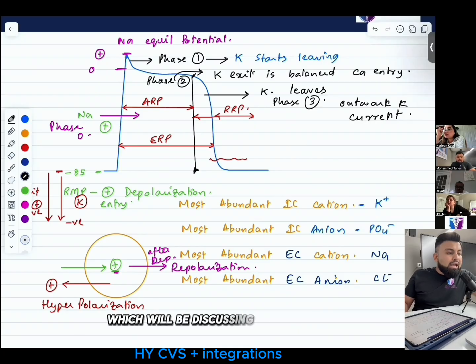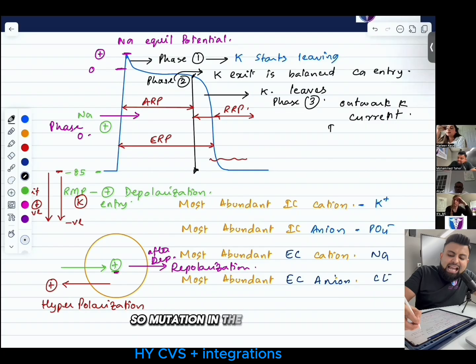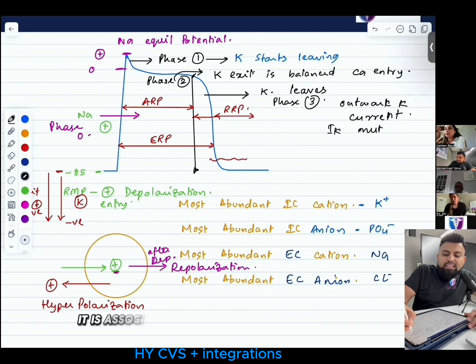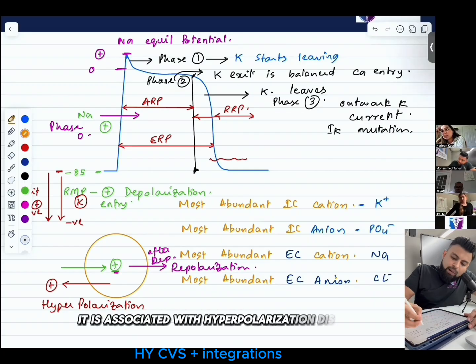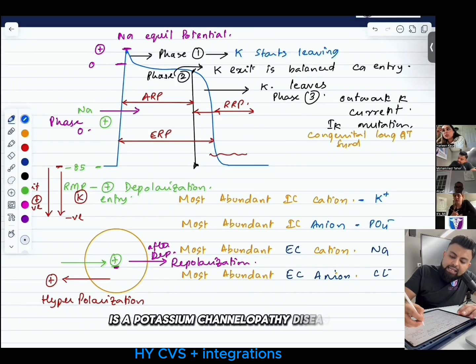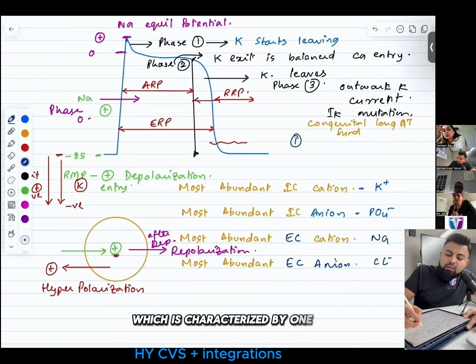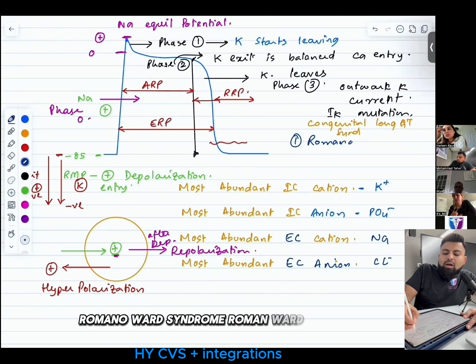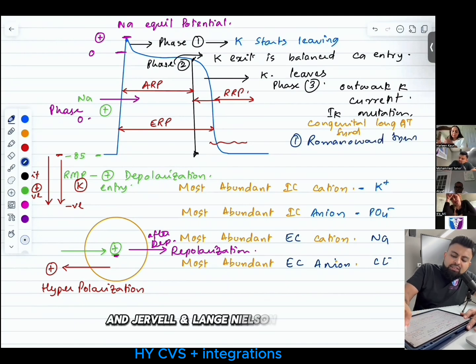We'll be discussing the IK current in phase 3 later on, the outward potassium current, which is in the nodal action potential as well. Mutation in the IK channels is associated with diseases such as congenital long QT syndrome. Congenital long QT syndrome is a potassium channelopathy characterized by Romano-Ward syndrome and Jervell and Lange-Nielsen syndrome.